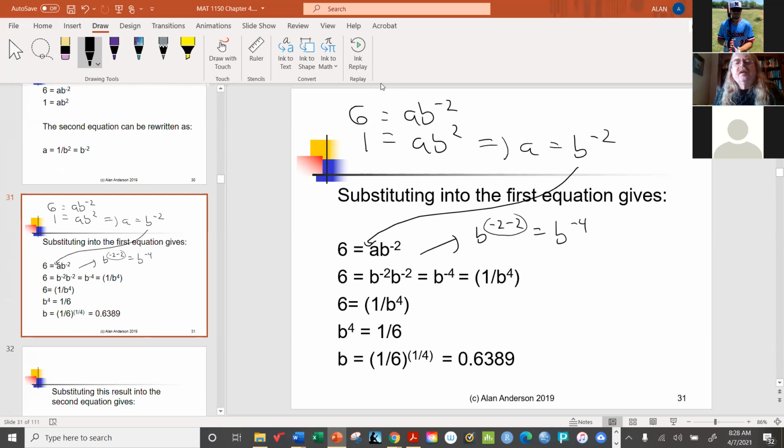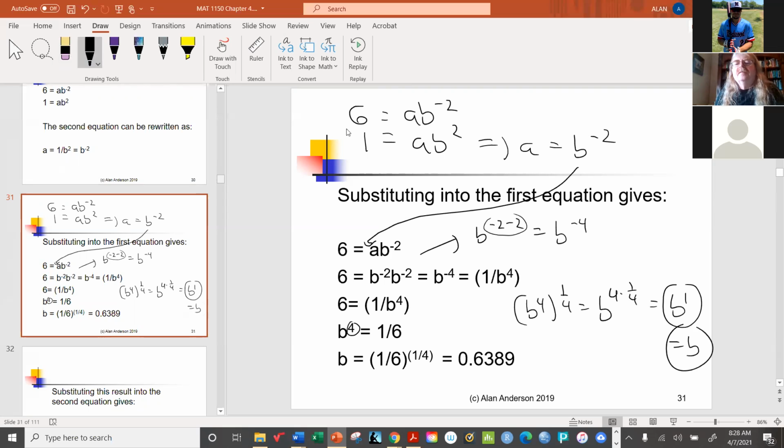So 6 equals 1 over b to the 4th. I can cross multiply and I end up with b to the 4th equals 1/6. And then how do I get rid of this 4? I want to multiply or raise that to the 1/4 power because now I've got b to the 4th times 1/4, which is just b. And that means I've got 1/6 to the 1/4, which is approximately equal to 0.6389.